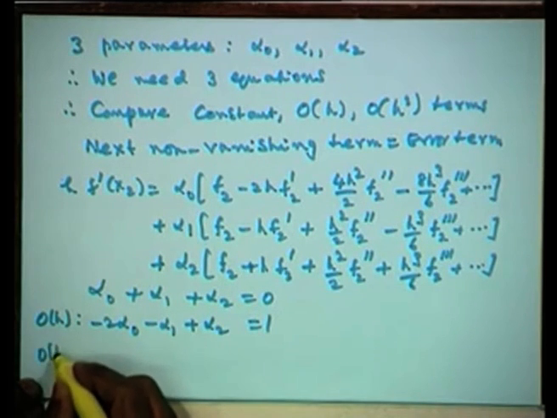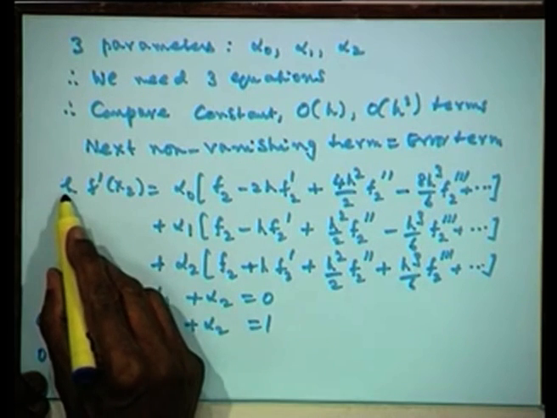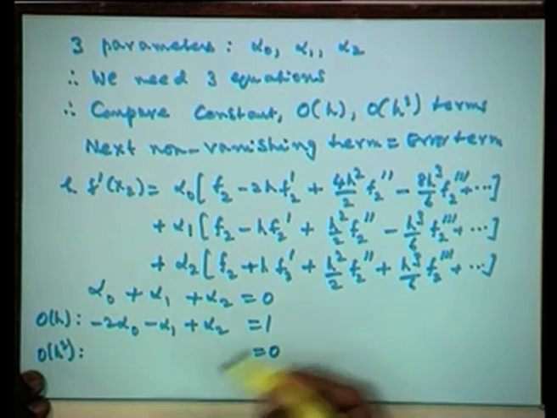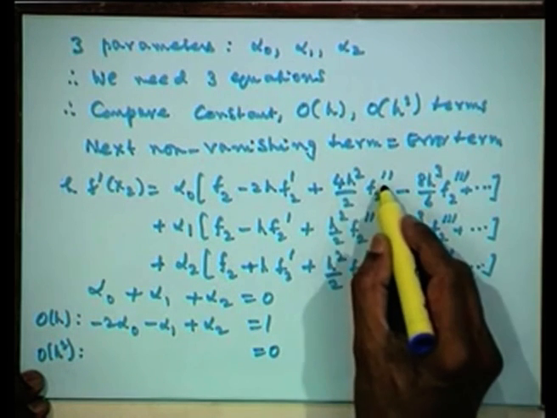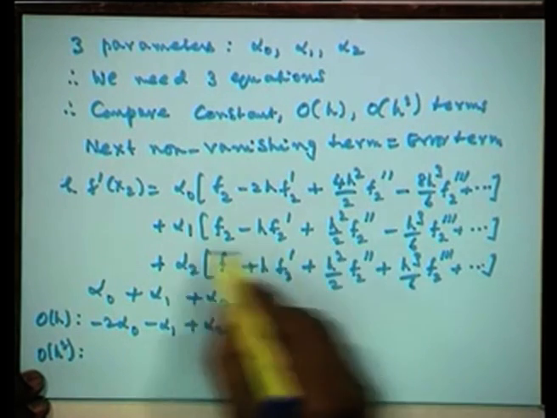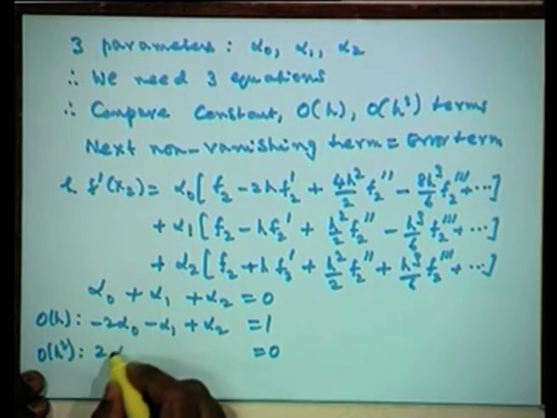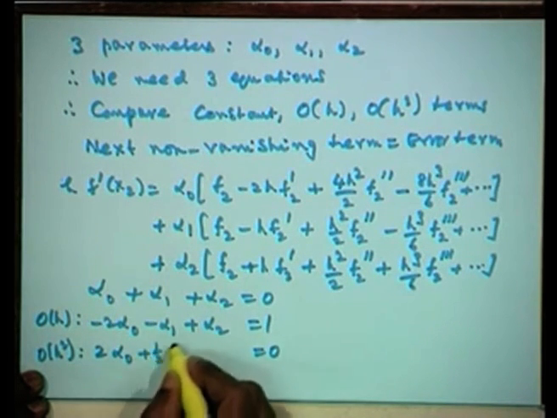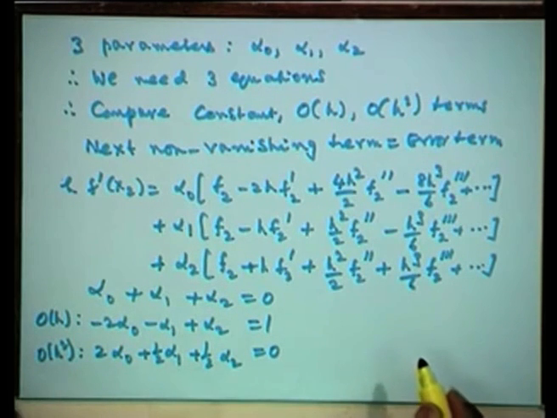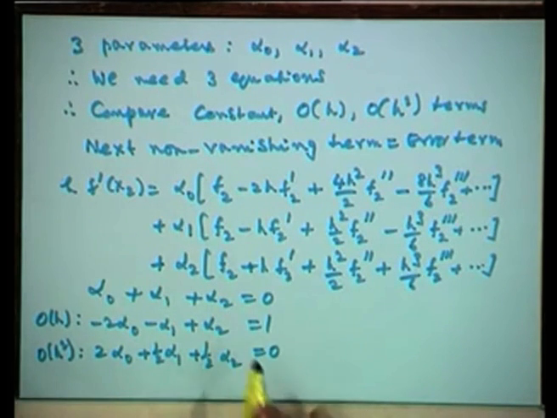Then we compare order of h square. There is no h square on the left hand side, therefore, I have the right hand side as 0. Here we have h square f 2 double dash, 4 by 2, that is 2 alpha naught. This is half alpha 1, half alpha 2. So, I have got here 2 alpha naught plus half alpha 1 plus half alpha 2. Now, I can solve this for alpha naught, alpha 1, alpha 2, it is determined.